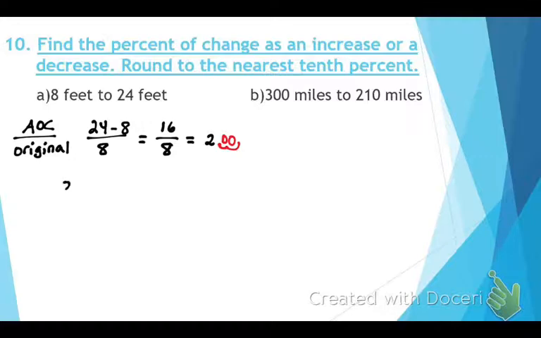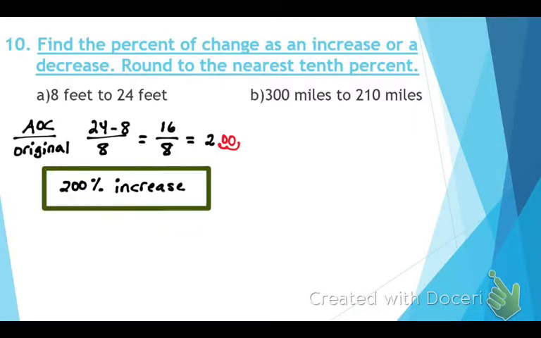And this will tell us that there was a 200%. Guys, did it increase in size or decrease? It increased, okay? That means it more than doubled itself. It increased by 200%. All right? I want you guys to try the next one with your partner. Something was 300 miles and it decreased down to 210 miles. Go ahead and try to find the percent of change.